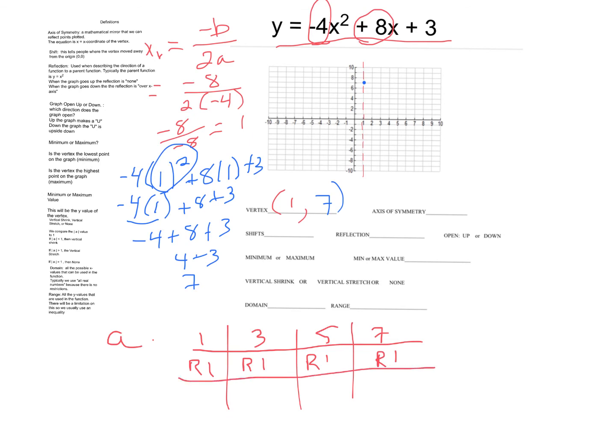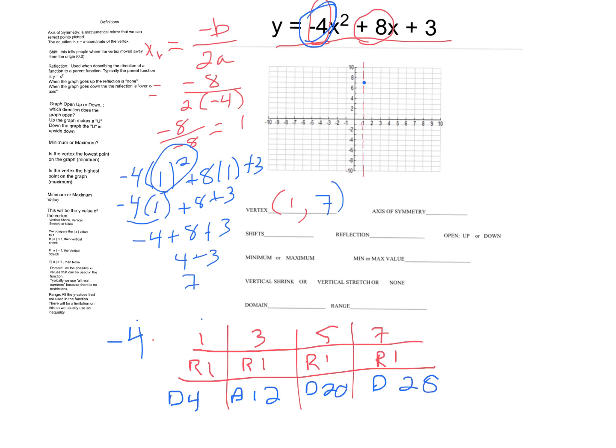Okay. So now, here we go. We're going to take our a value, which in this case is going to be the negative 4. So negative 4 times these pieces. Negative 4 times 1 is negative 4, so we're going to go down 4. Negative 4 times 3 is negative 12. Negative 4 times 5 is negative 20, so down 20. And that's going to be down 28.